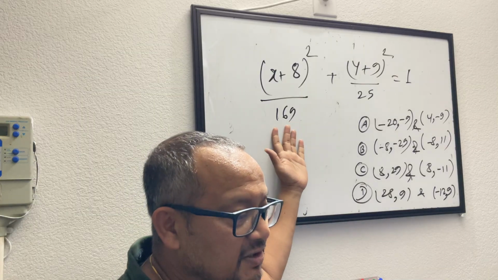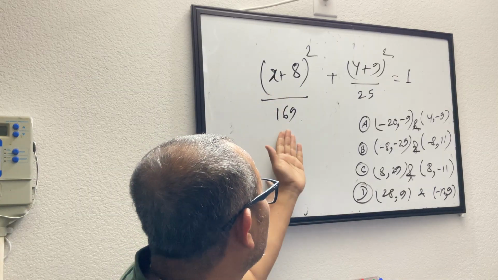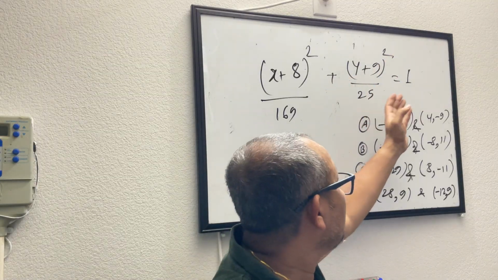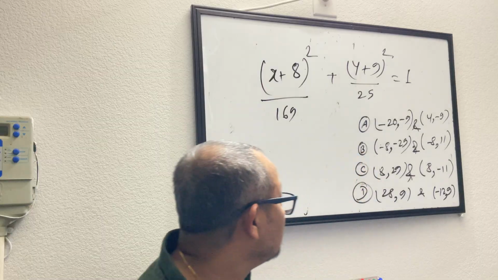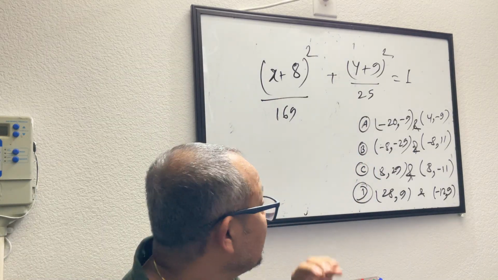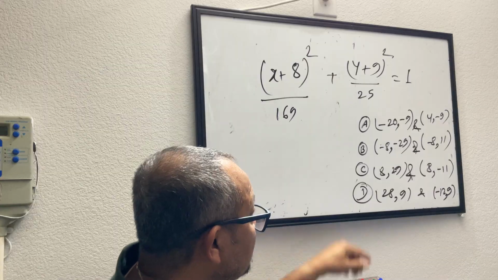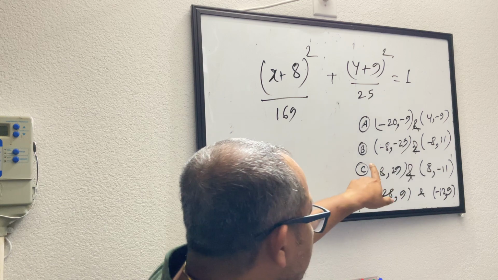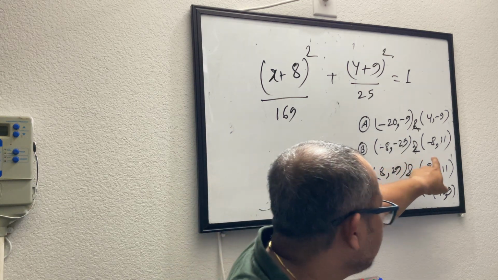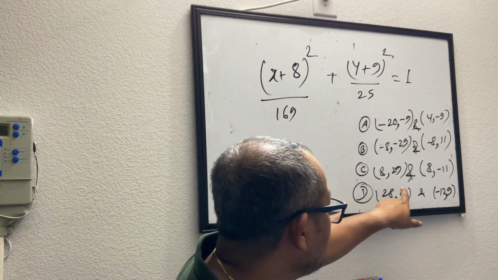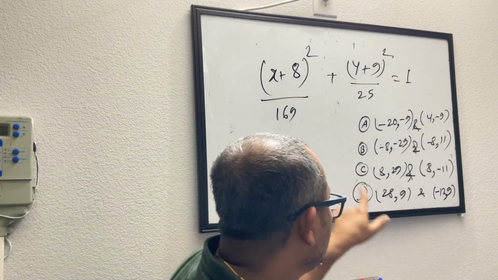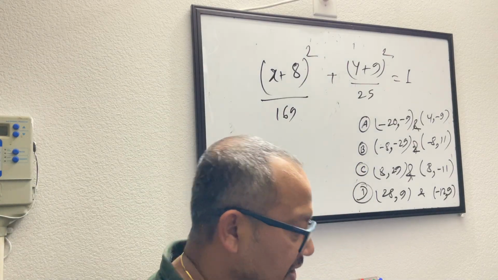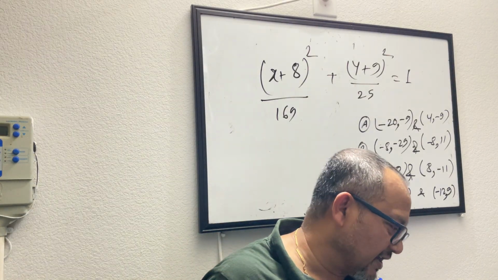So this is the equation given to us: (x plus 8) squared by 169 plus (y plus 9) squared by 25 equal to 1. This is the equation of the ellipse given to us. And we have to find the coordinates of the foci, and there are four options given to us. Minus 20 comma 9, minus 9 and 4 comma minus 9. Minus 8 comma minus 25 and minus 8 comma 11. 8 comma 29 and 8 comma minus 11. 28 comma 9 and minus 12 comma 9. So you have to pick one and I will let you guys figure out how you want to solve it.